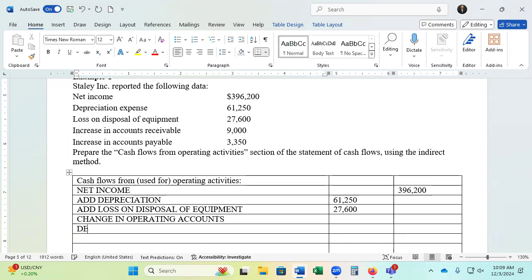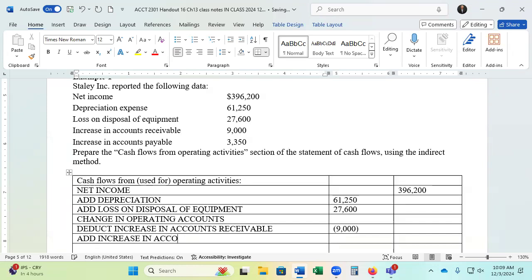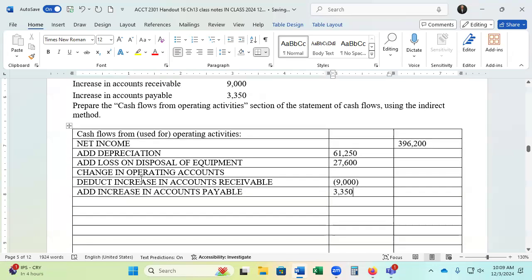And we're going to deduct the increase in accounts receivable, and that number is 9,000. And we're going to add the increase in accounts payable. And that's $3,350.